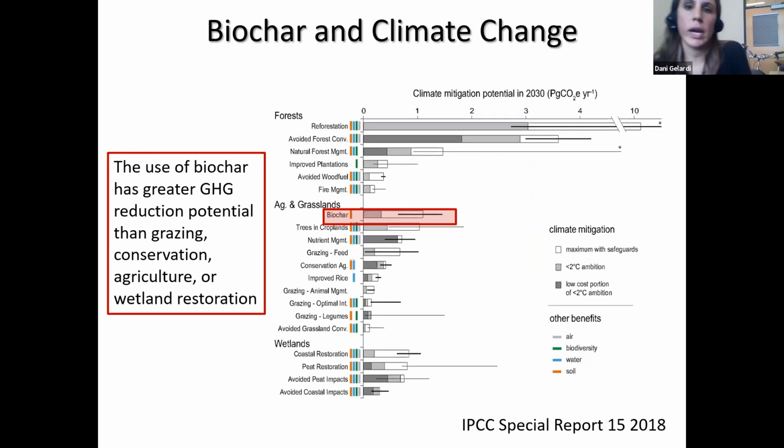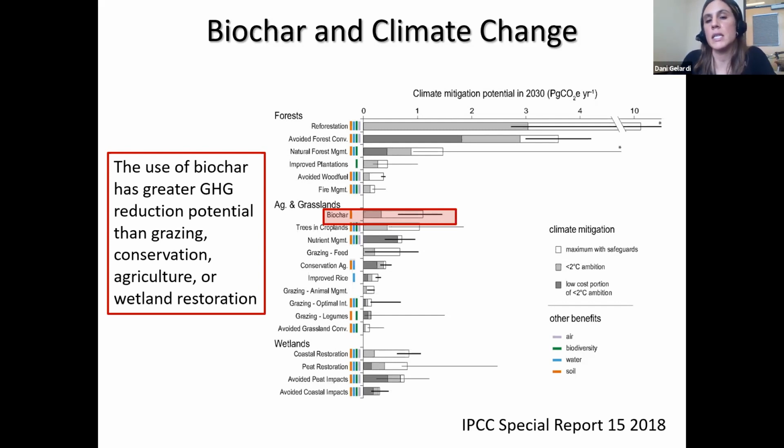So biochar and climate change is sort of where we will wrap up some of our studies. I just wanted to point out this IPCC report, that's the Intergovernmental Panel on Climate Change report that came out in 2018. You may remember it because it caused quite a number of headlines, as it indicated that we are much farther away from our climate change mitigation targets as a society than we had hoped.